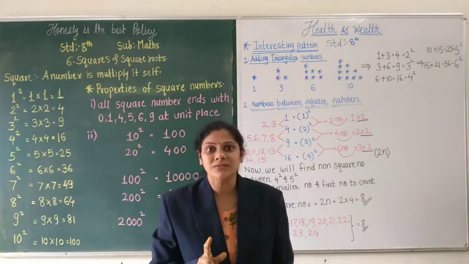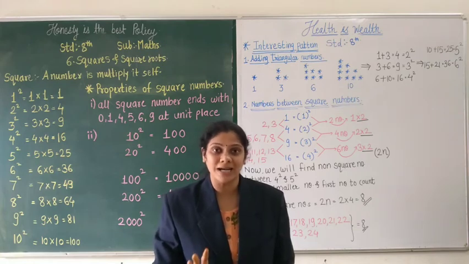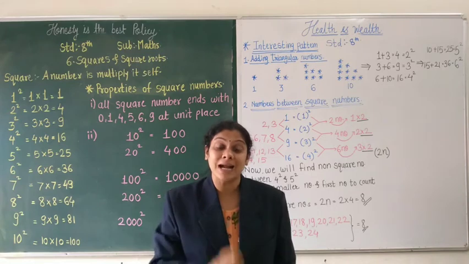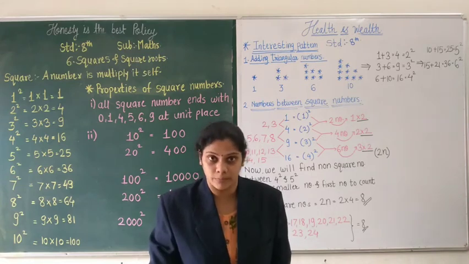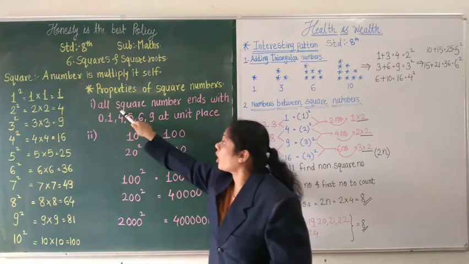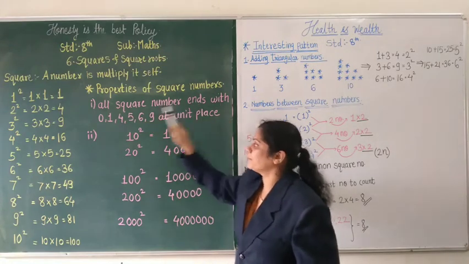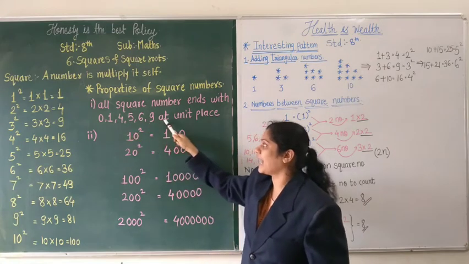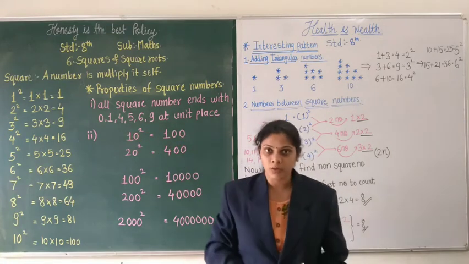Any one of these numbers is at the unit place. But it is not necessary that numbers having these digits at the unit place must be square numbers. So this is our first property: all square numbers end with 0, 1, 4, 5, 6 or 9 at the unit place.